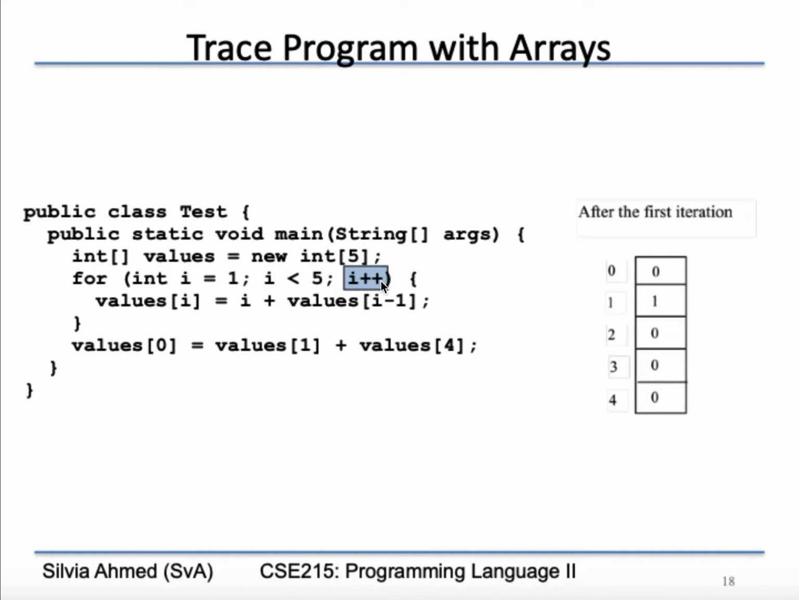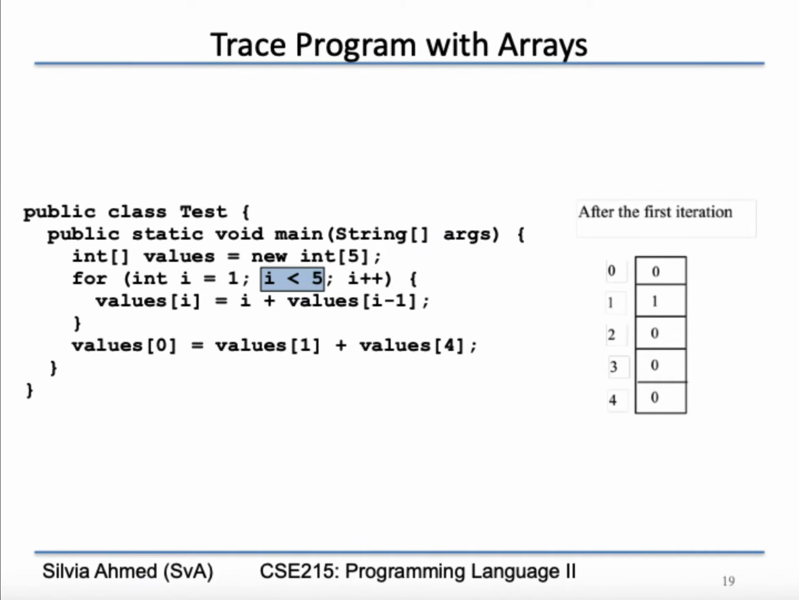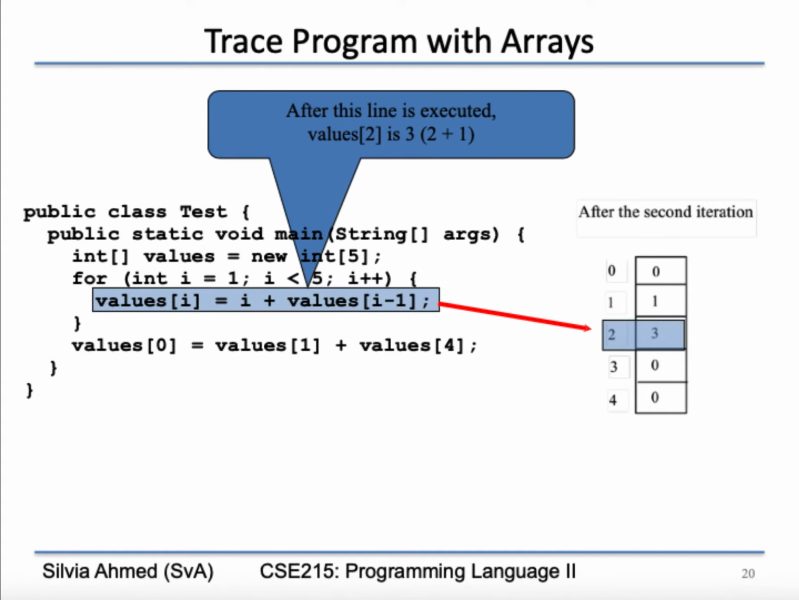Then i is incremented, so i becomes 2, and then it is compared that 2 is less than 5, which is true. So we get into the array and then values at 2 becomes 2 plus values at 2 minus 1, which is 1. So 2 plus 1 is 3, and 3 is assigned at the 2nd position. So at the 2nd position the value becomes 3.